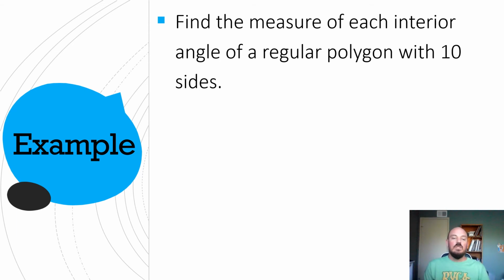All right, so for our next example today, let's find the measure of each interior angle of a regular polygon with 10 sides. Okay, so let's start the question the same way we did the last one. I want to find out the total number of angles of a polygon with 10 sides. So I do 180 times 10 minus 2. And 10 minus 2 is 8.